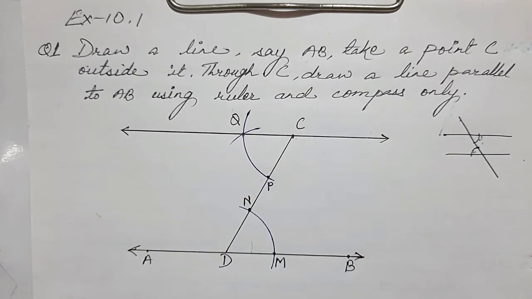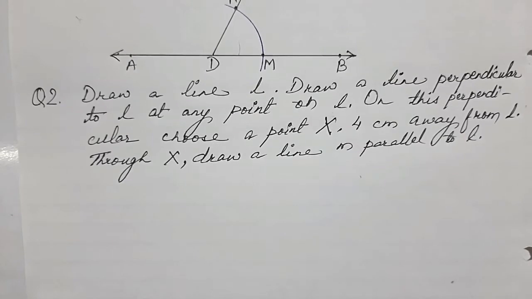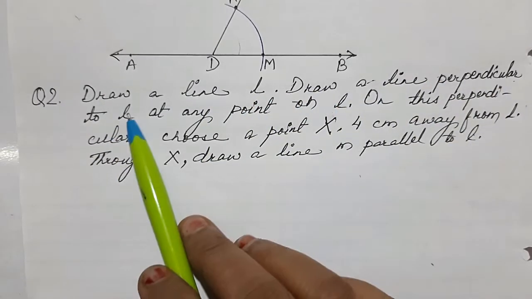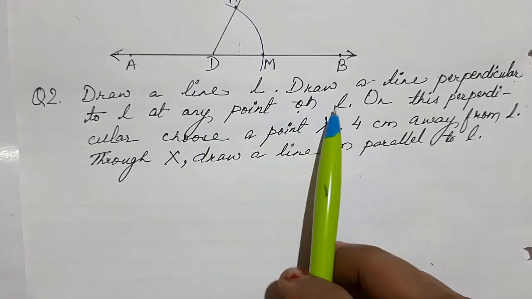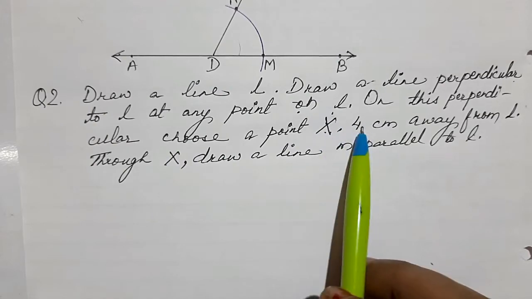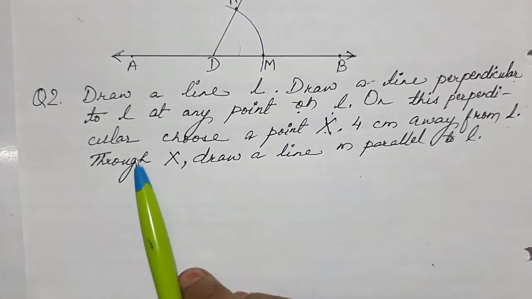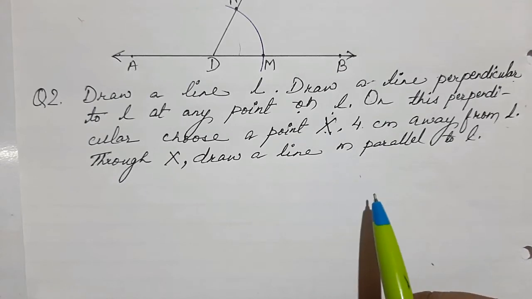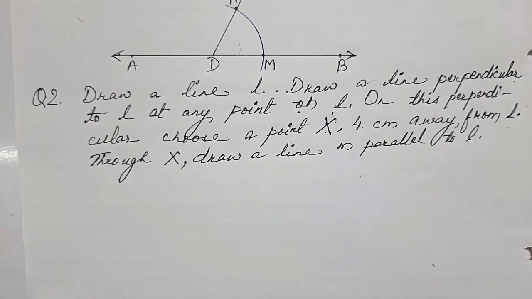Next question, question number 2. Draw a line L. Draw a line perpendicular to L at any point on L. On this perpendicular, choose a point X, 4 cm away from L. Through X, draw a line M parallel to L. Same we are going to do again in this question.